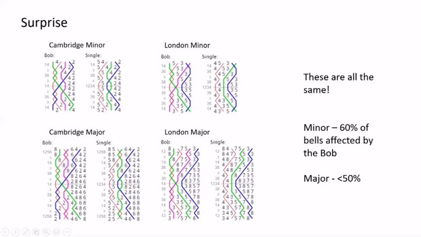They're all the same. You could see that minor is more difficult. 60% of the bells, of the working bells, are affected by a call, plain Bob minor. In the Cambridge minor, 6% of the working bells. In major, it's less than 50%.